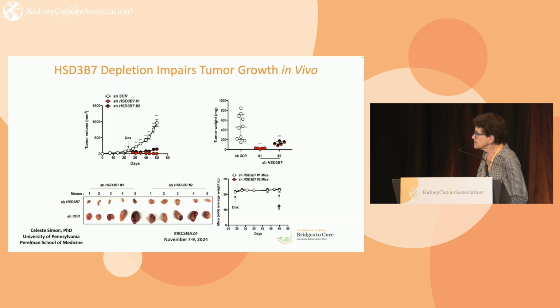So HSD3B7 is very consistently overexpressed in the tumors. Does it mean anything functionally? We did obvious genetic approaches with CRISPR or short hairpins, and in this case, this is a simple flank tumor model. We're letting the tumors get to a certain size and then inducing the hairpin to deplete HSD3B7, and that actually causes the tumors to essentially stop growing.